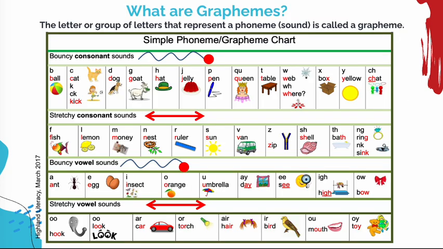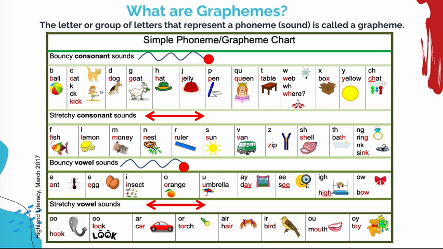Graphemes are the letters that represent sounds in words. Graphemes can be made up of one letter or several letters. There are around 44 phonemes or sounds in the English language, but there are around 250 graphemes, letters or letter groups, that correspond to a single sound. This is because most phonemes correspond to more than one grapheme, letter or letter groups across different words.